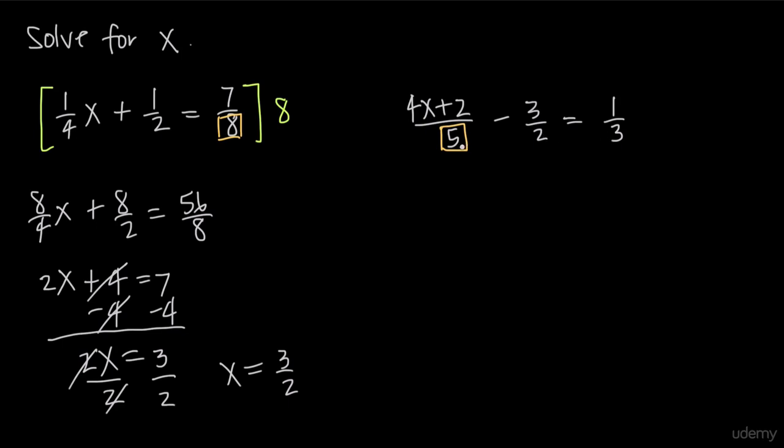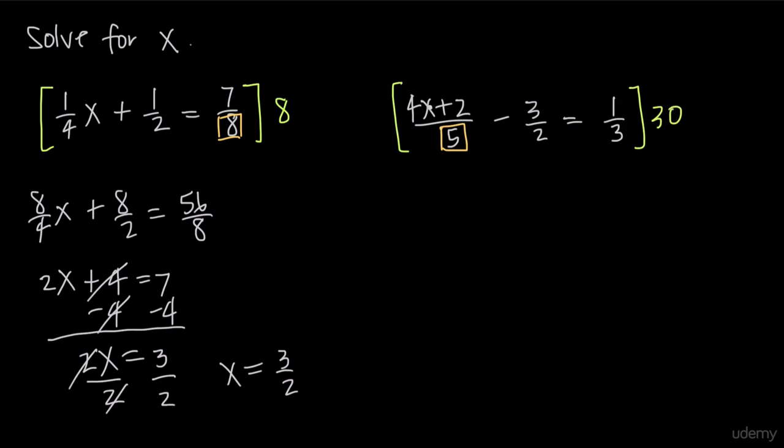5 times 4 is 20. 2 goes in, but 3 doesn't. 5 times 5 is 25. Neither 2 nor 3 go in. 5 times 6 is 30. 2 goes in evenly, and 3 goes in evenly. So 30 is what we need to multiply both sides of this equation by in order to eliminate the fractions. So 30, we're going to multiply by each term.